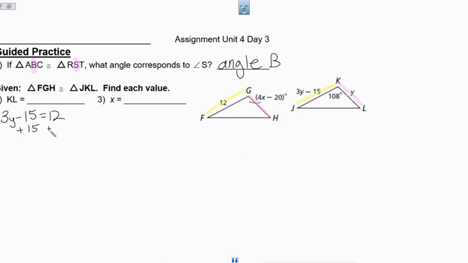Add 15 to both sides. So 3Y equals 27. Divide by 3 on both sides. So Y equals 9. So that is the value of Y. We are looking for KL, which is also just Y. So when we plug it in, KL equals 9.